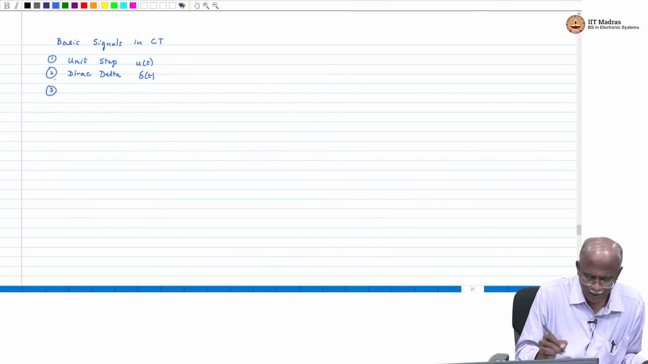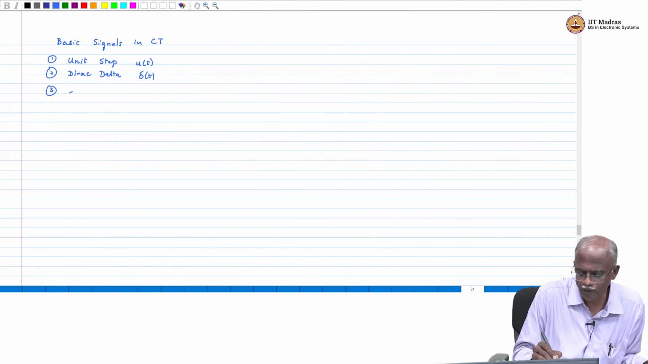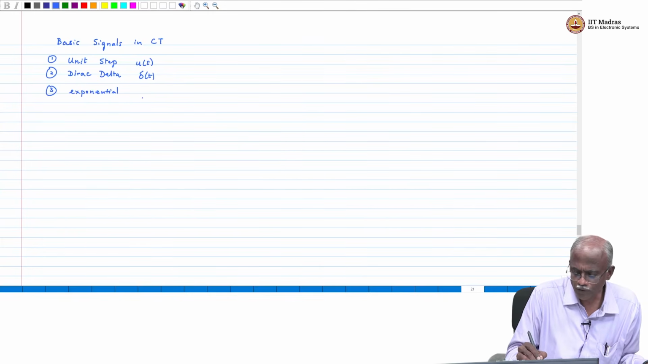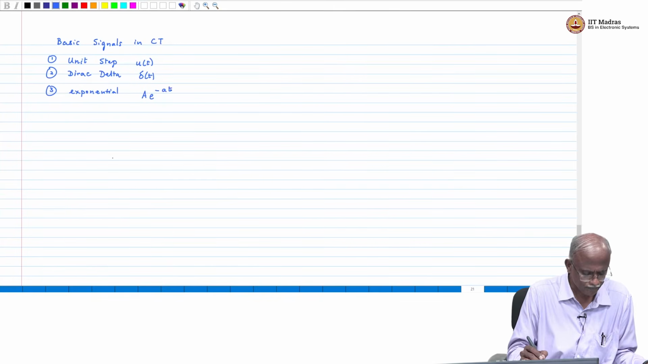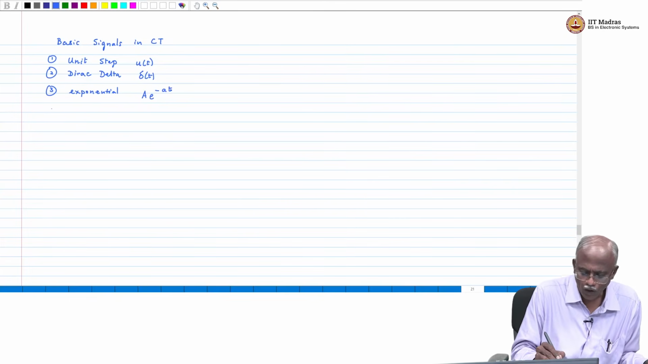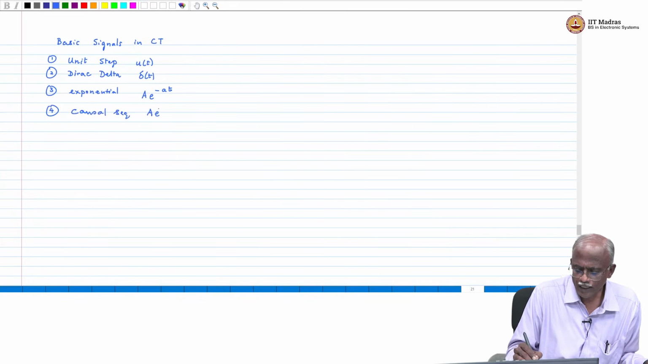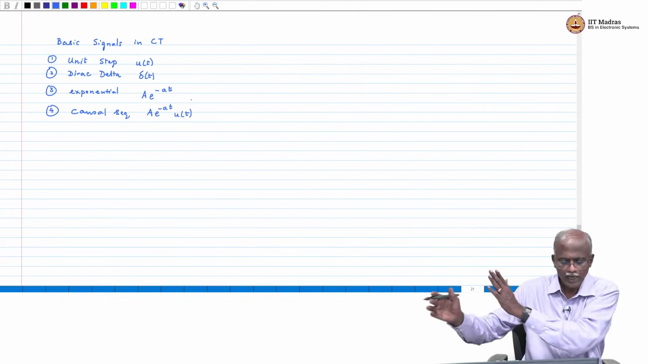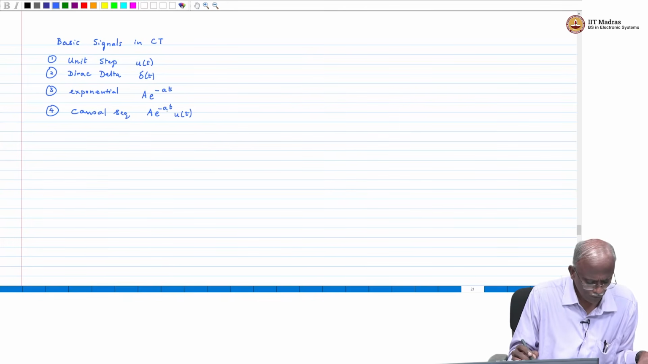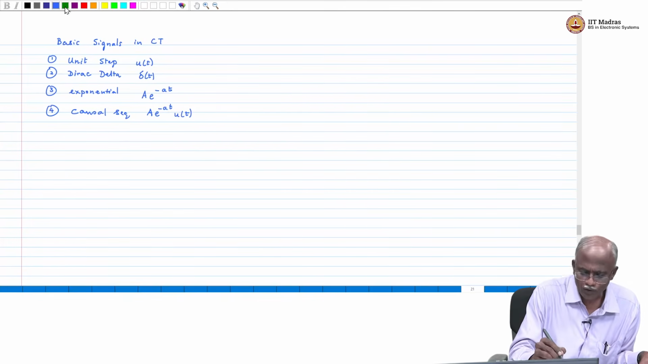Look at all the different types of signals that we have worked with. An exponential sequence of the form e power minus at, okay, and causal sequences where you have a e power minus at u of t. U of t will ensure that you only have non-zero values of the signal of time.